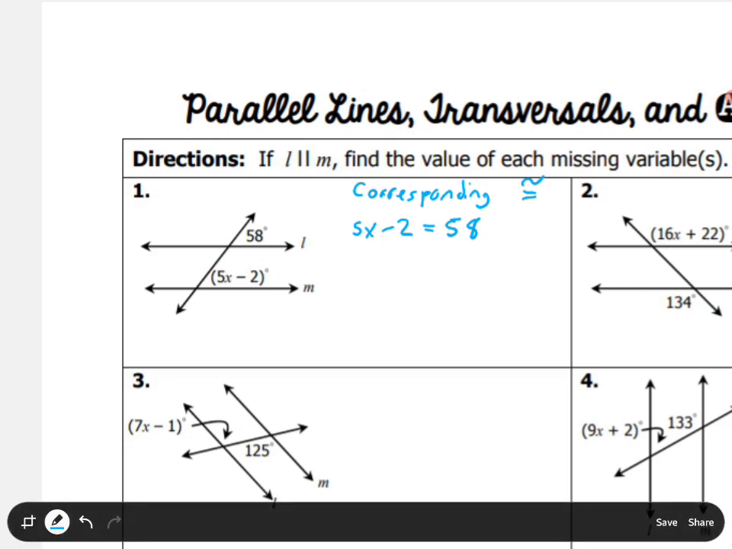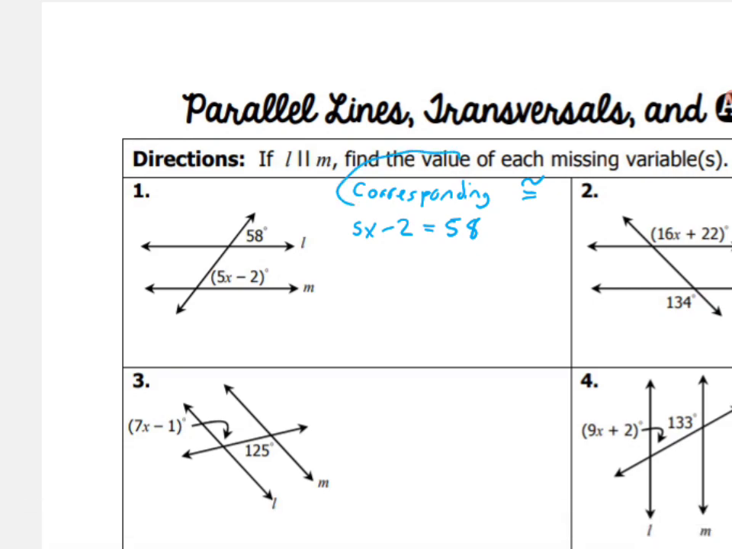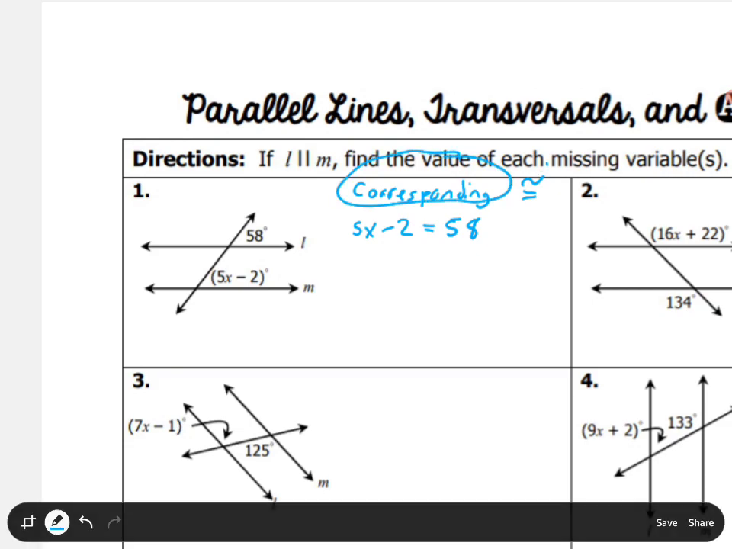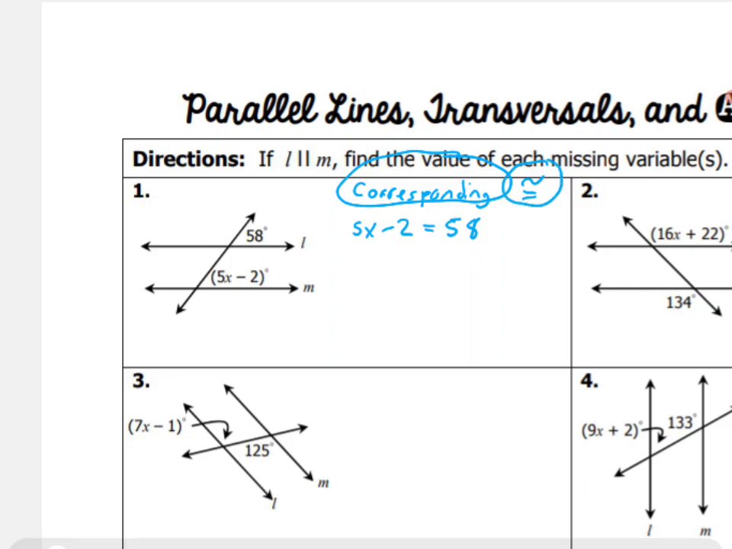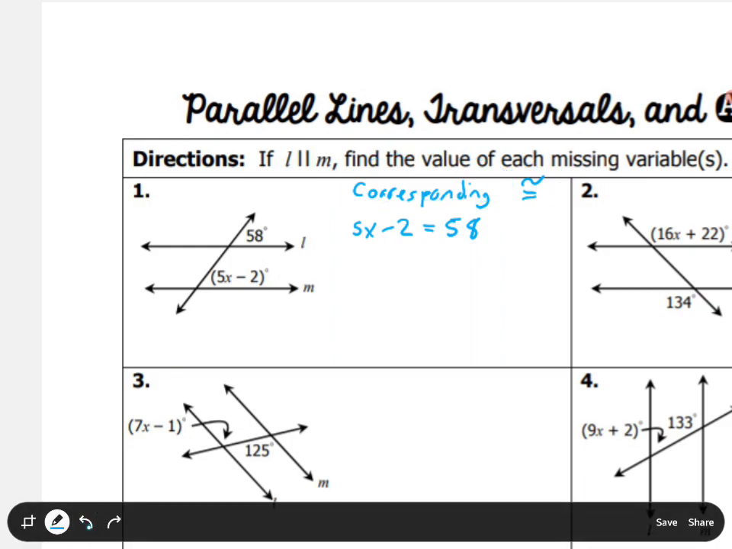All right. So first, identify the angle pair. These were corresponding. Second, identify the relationship. These are congruent. And then next, set up your equation and solve it.